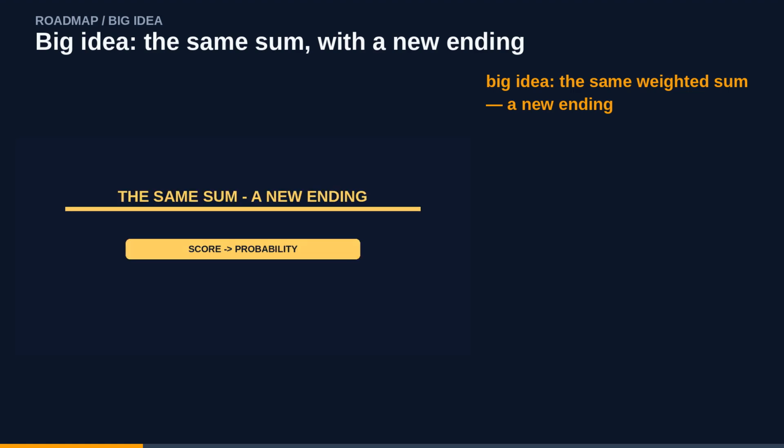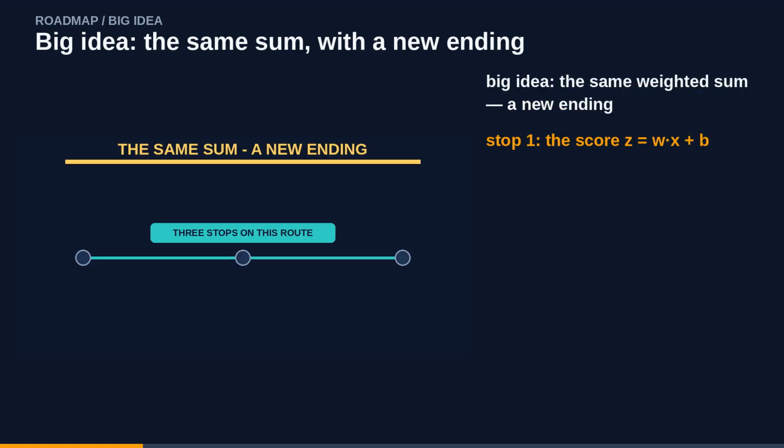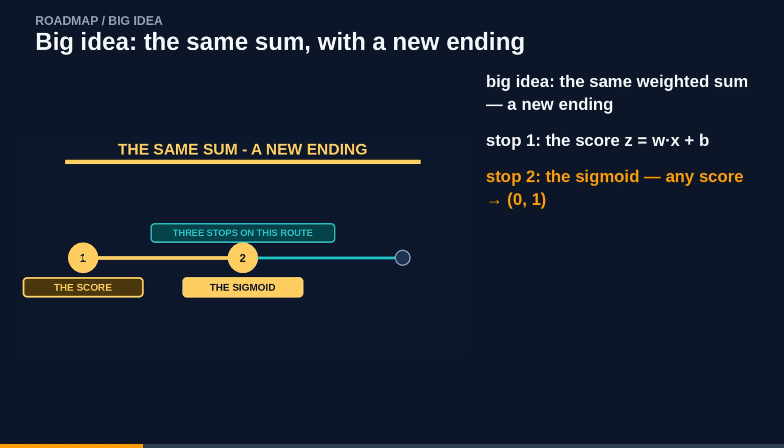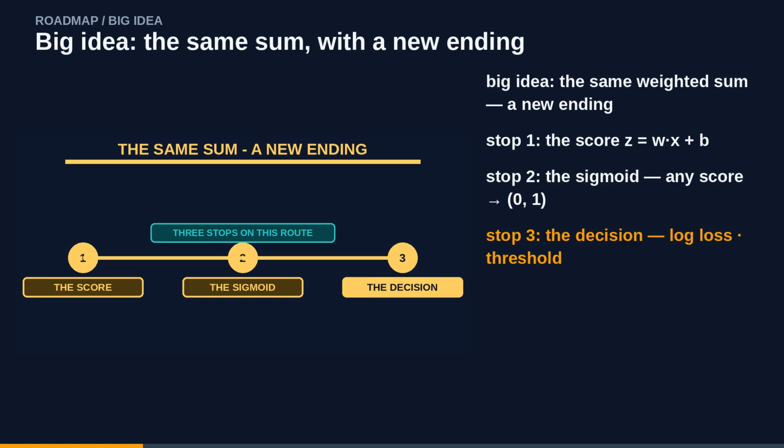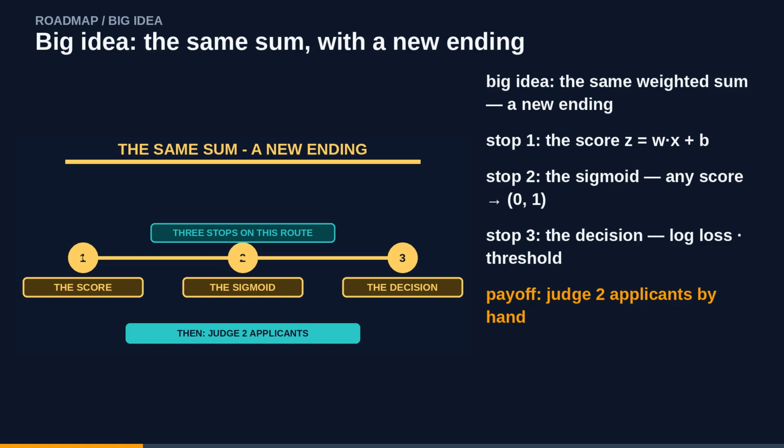Here is the big idea and the roadmap. Logistic regression is the same weighted sum you already know from the rent line, with a new ending bolted on, and this lesson walks that pipeline in 3 stops. Stop 1, the score. The bank's facts become one plain number, Z, exactly the way flat facts became a rent. Stop 2, the sigmoid. The S-curve that turns any score into a probability between 0 and 1. Stop 3, the decision. Log loss teaches the weights to be honest, and a threshold turns the probability into a yes or a no. Then we judge 2 loan applicants by hand, end to end.